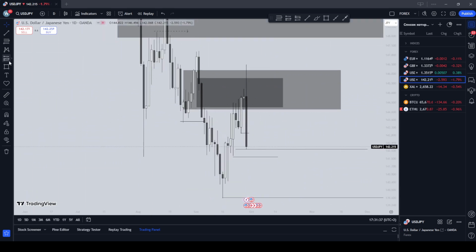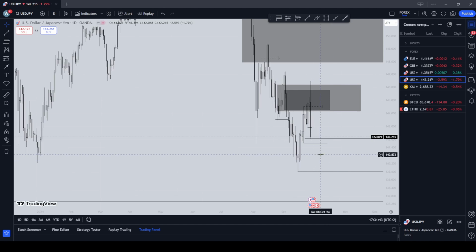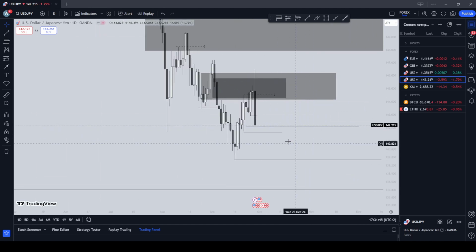So for me, a very clear context. And by the way, we can see liquidity collection inside the weekly block. So very clear context for me, and I just want to see continuation of the short to my targets.